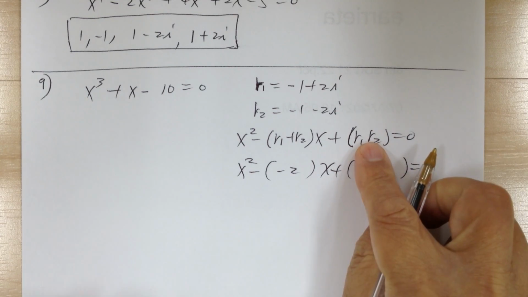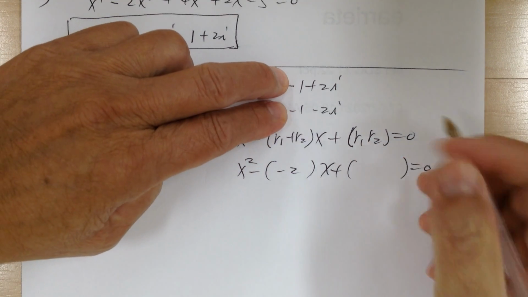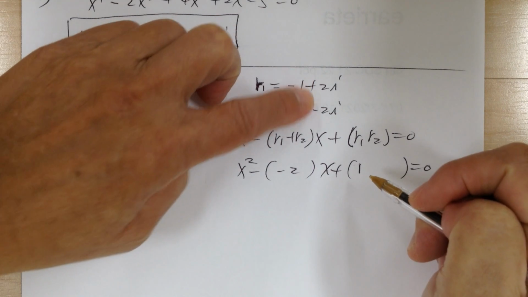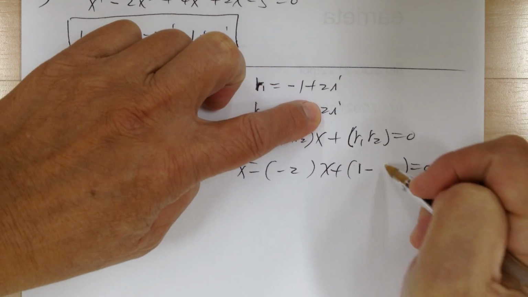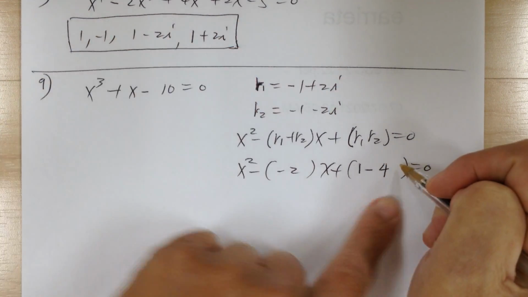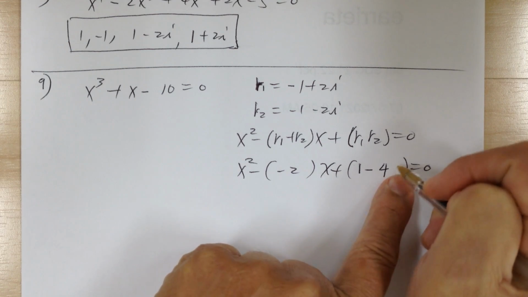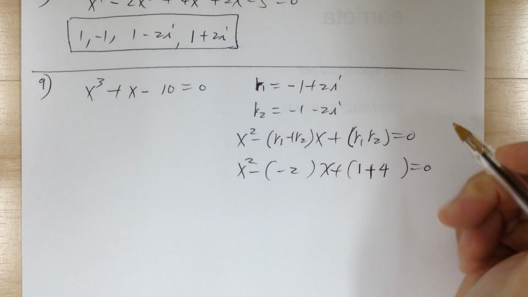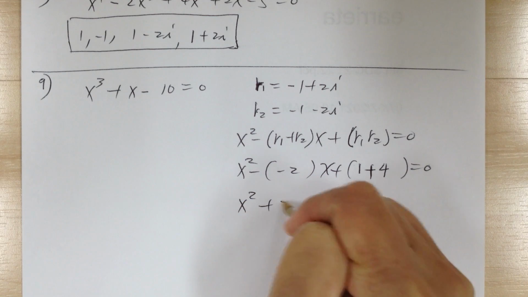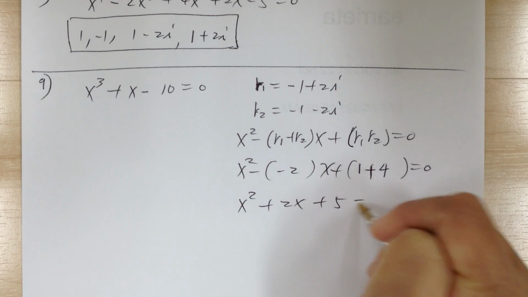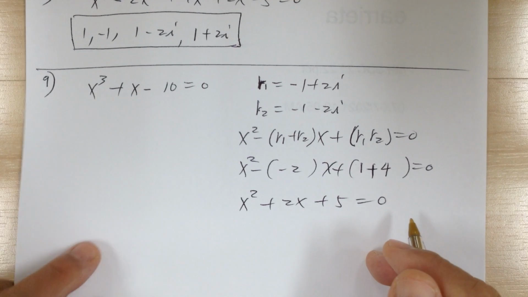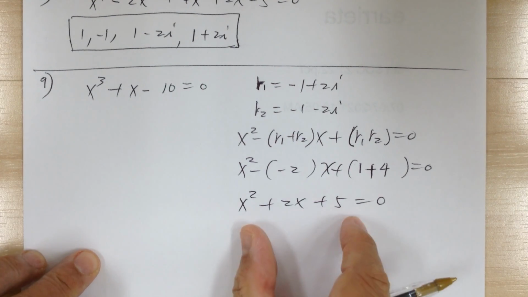Now over here you have to multiply. So negative 1 times negative 1 is positive 1, plus times minus is minus, 2 times 2 is 4, i times i is negative 1, so 4 times negative 1, and this one becomes plus 4. So you're going to get x squared plus 2x plus 5 equal to 0. Okay? So this came from here.